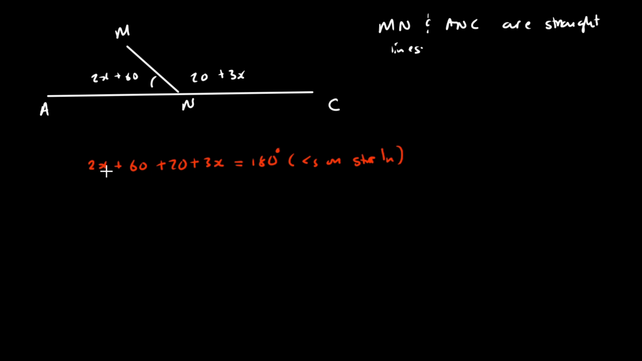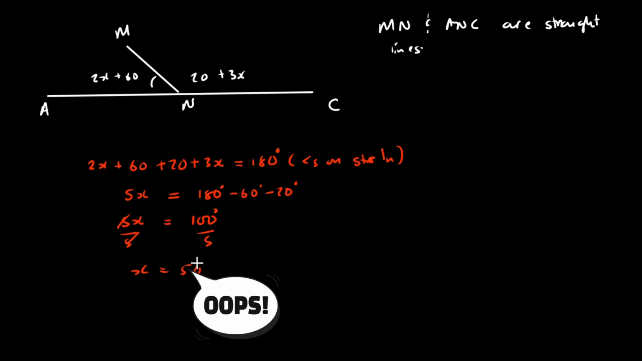Therefore, let me collect like terms. This 2x plus 3x, we get 5x is equal to 180 here. 60 goes there, we get minus 60. 20 goes there, we get minus 20. 5x is equal to, just punch your calculator. You tell me what answer you get there. We get 100 degrees, divide both sides by 5. X is equal to 50 degrees. So our x is 50 degrees as they wanted.